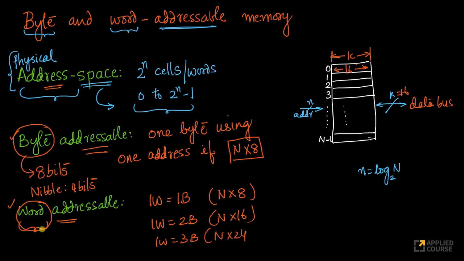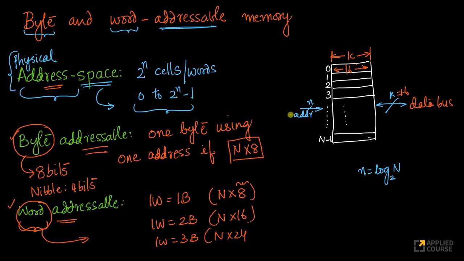The definition of what one word corresponds to depends on the number of bits per cell or per word, right? So for word addressable memory, imagine a world where you have 16-bit cells. Each cell can hold 16 bits. Now, can you address exactly 1 byte?